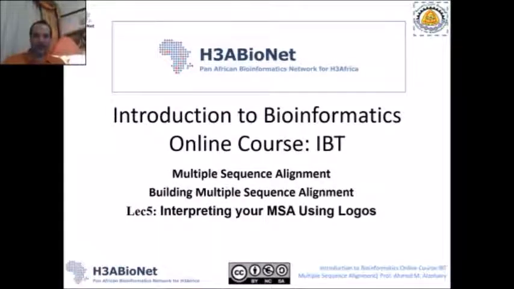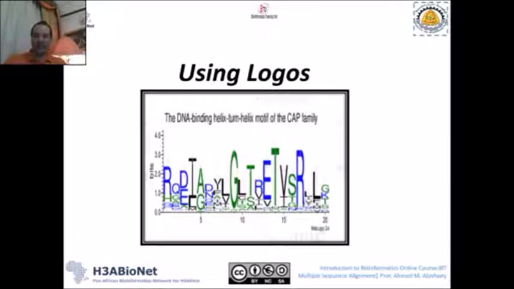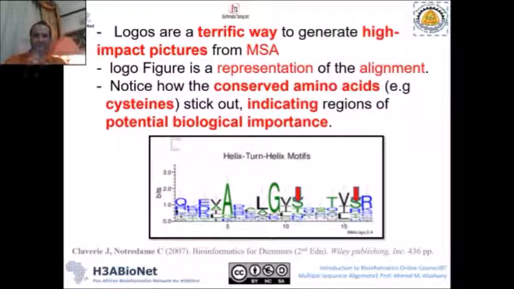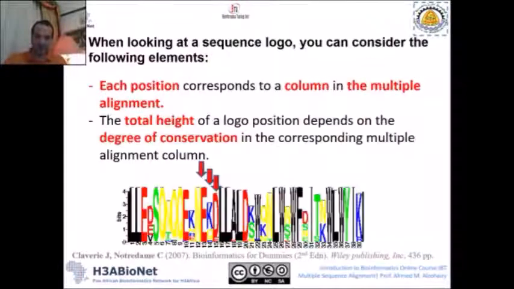Hello everybody, now we'll go to interpreting your multiple sequence alignment using logos. Logos is a terrific way to generate high impact pictures from your MSA. By this you can represent the good parts and conserved amino acids in your multiple sequence alignment. You can represent and show the domains, the more conserved places, the binding sites, the motifs, all of this can be shown easily by using logos.